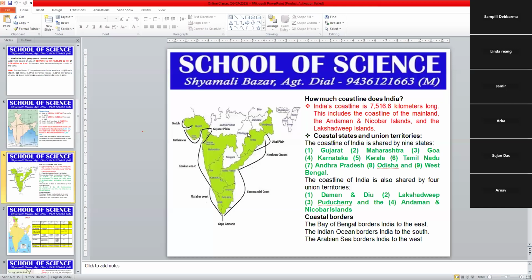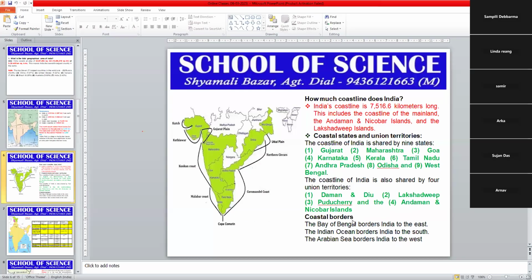And we start from the state of Gujarat. This is the state of Gujarat, Maharashtra, Goa, Karnataka, then Kerala, then we have Tamil Nadu, this is Tamil Nadu, Andhra Pradesh, Odisha, and West Bengal. The coastline of India is also shared by 4 union territories, and the 4 union territories that share coastline are Daman and Diu, Lakshadweep, Puducherry, and the Andaman and Nicobar Islands.